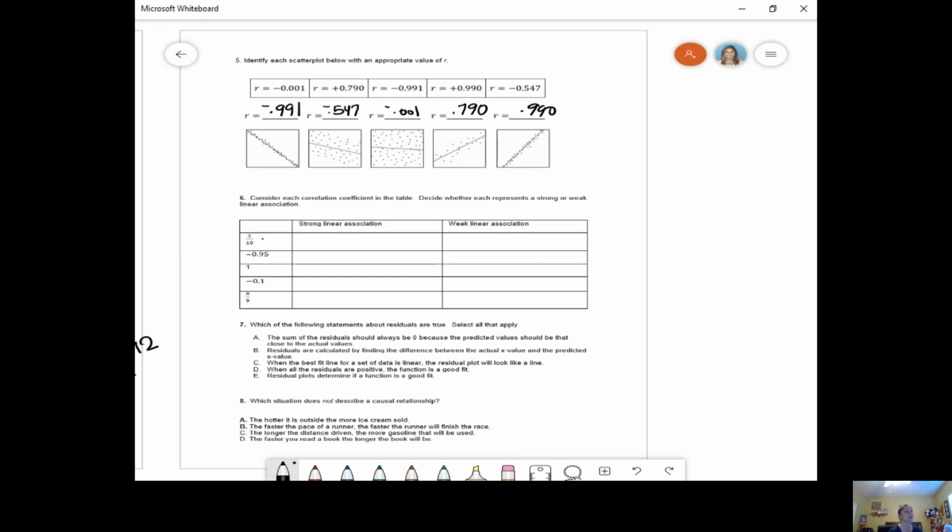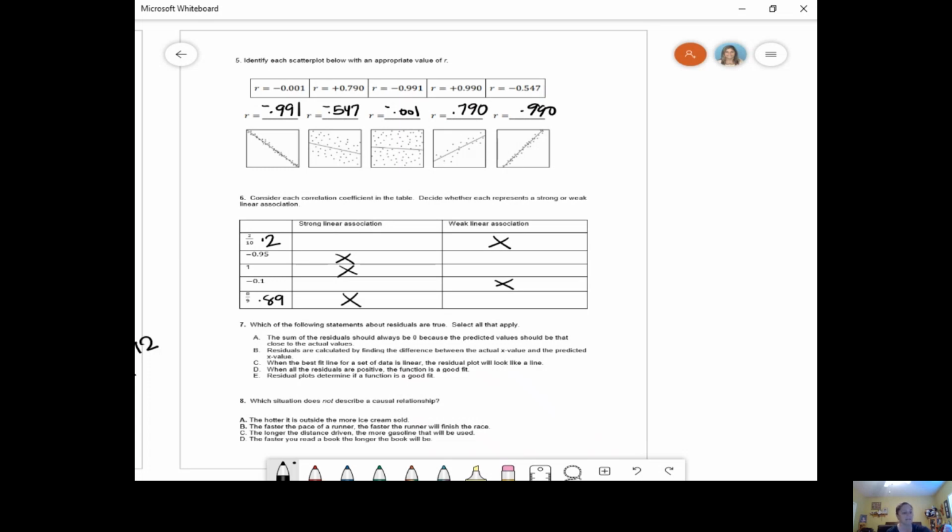Okay. All right, so we're looking at these numbers, determining which one has a strong linear association or a weak one. We know that this is 2/10, so that would be weak. Negative 95 hundredths, very close to -1. So both of these would be strong. Negative 1/10, so very weak. And this one is 0.89, so that's pretty close, pretty strong.